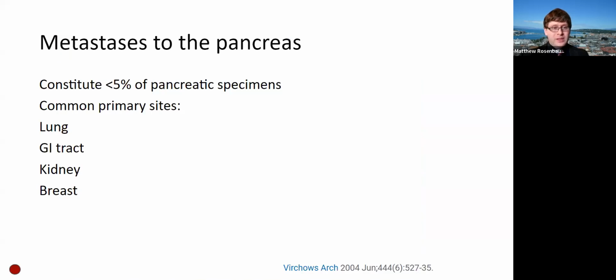Mets to the pancreas can be seen. The most common, oddly enough, I think, is kidney. You definitely see melanoma, breast, other GI tract, and lung. Oh, sorry, this is Monica's part. Sorry, I took it. But I've also seen multiple lymphomas actually present in the pancreas as well. So something just to keep in the back of your mind. Sorry about that, Monica. No, that's fine.